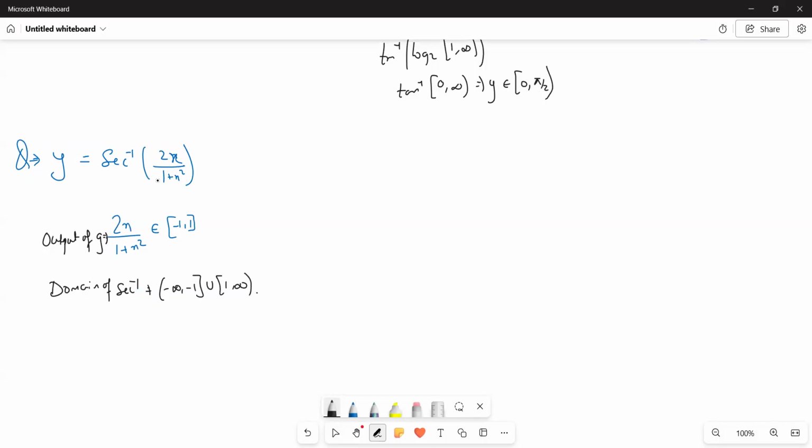Now the domain of f of g x is like only those values of x for which the output of g lies within the domain of f. So if you look at the two intervals, what are the values that are common? -1 and 1. The only common values are -1 and 1.